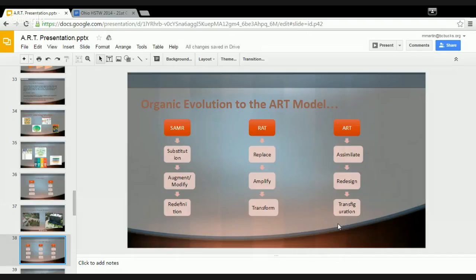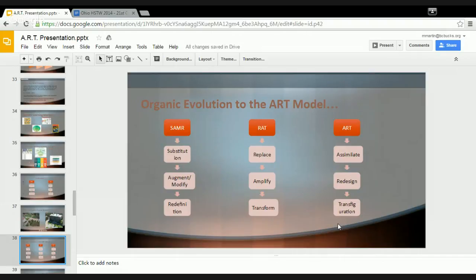I think teachers, quite often, when they're using technology, they assimilate, meaning they do similar things to what they were doing previously with just pencil and paper, only they're doing it now with a computer. Or they're redesigning their lesson plans. They're using technology to ramp up their lesson plans a little bit more. Or they're doing transfiguration, meaning they're just totally transforming how the school looked before as well. So I call it the ART model.